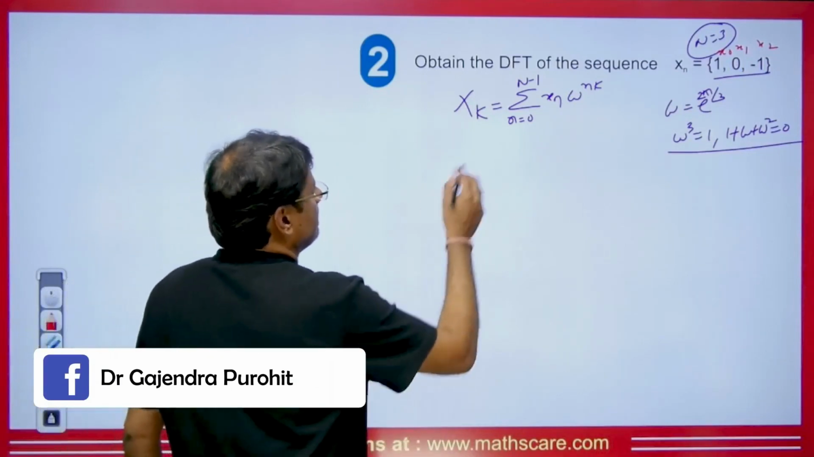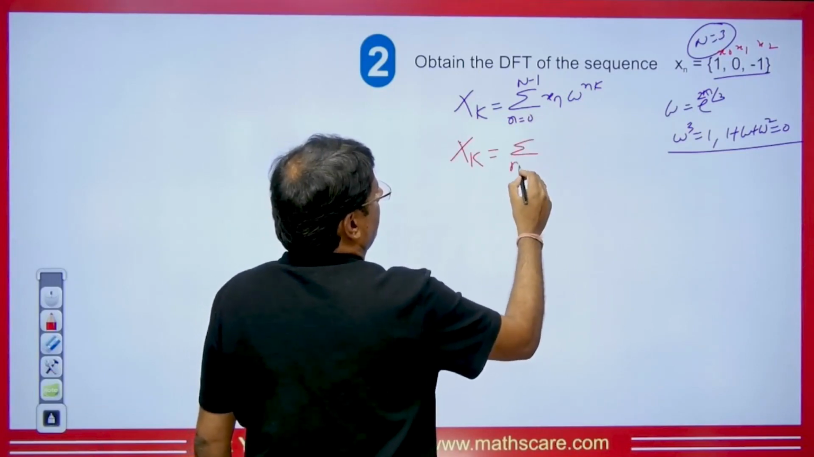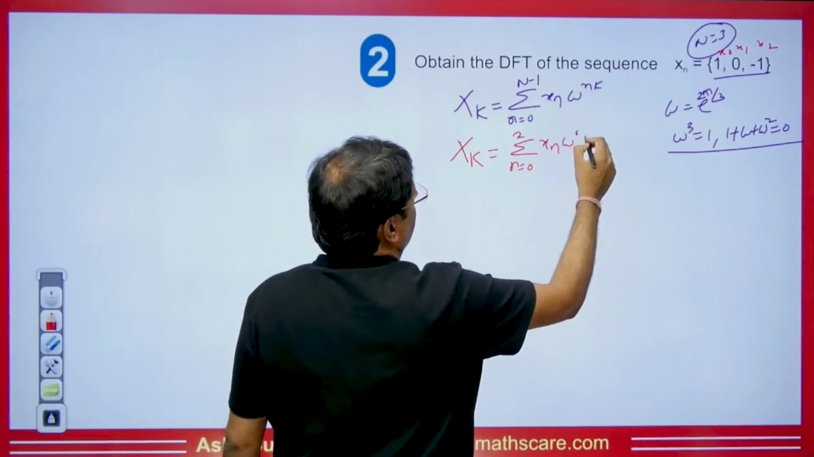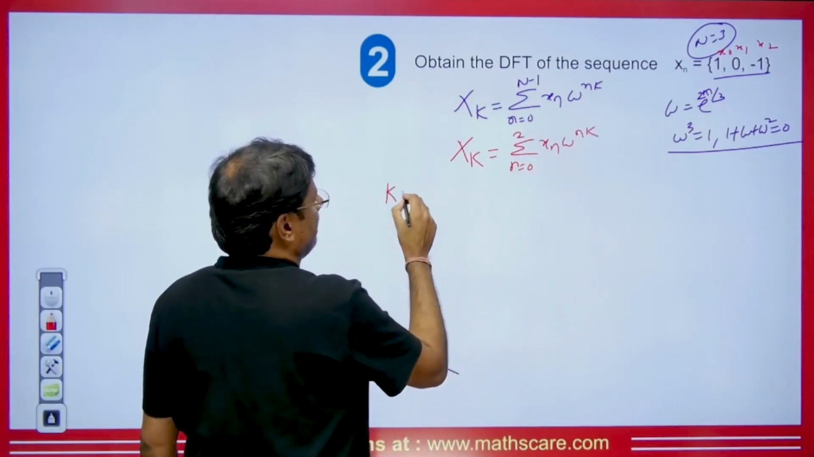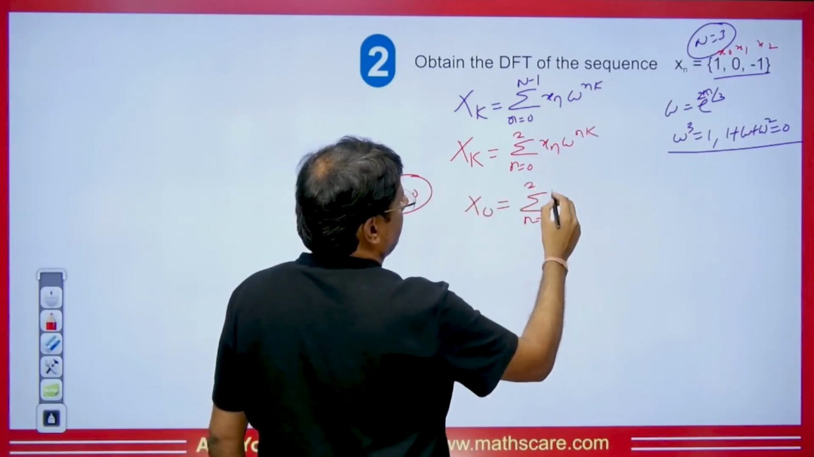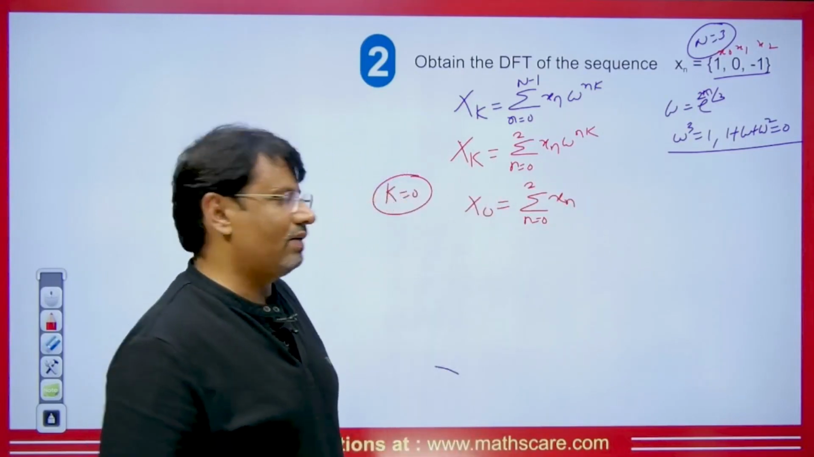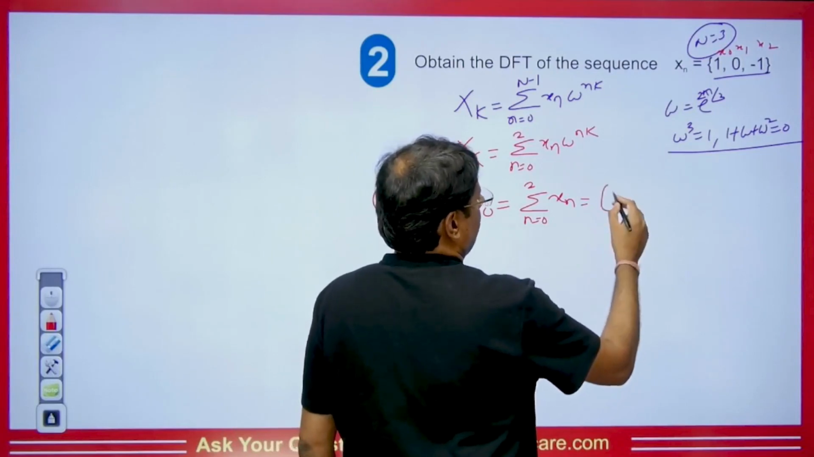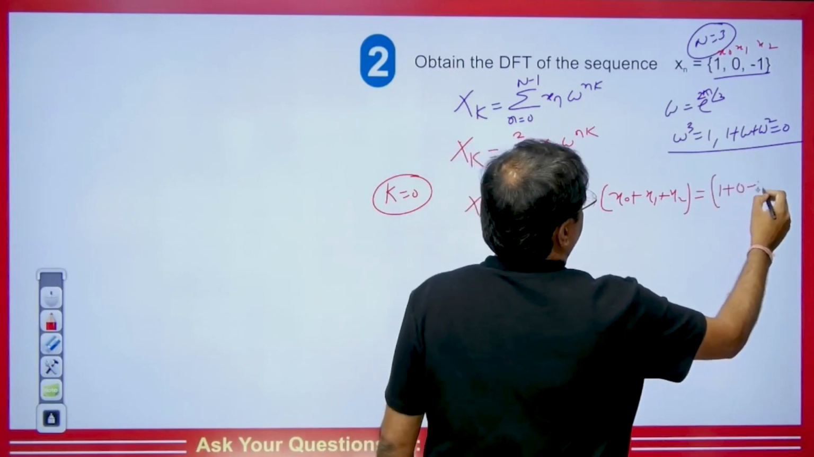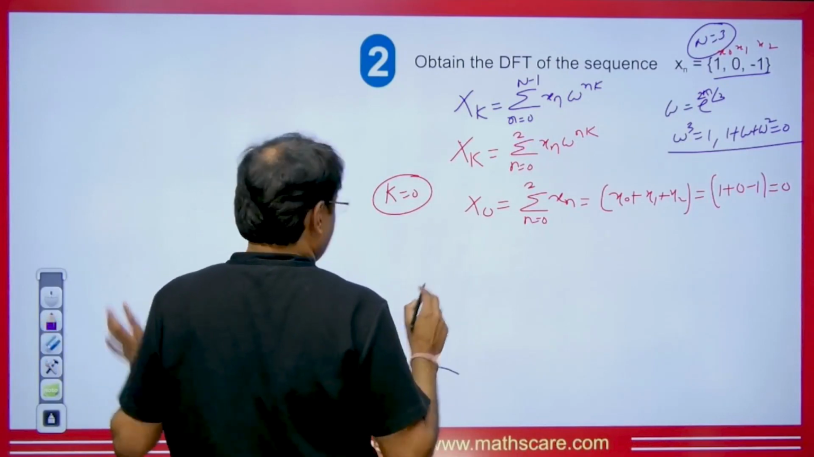Now what will we do? When we solve it, the first thing we will do is put the value of n. Capital Xk is equal to the summation from n equal to 0 to 2, since capital N is 3, and here it will be xn and omega to the power nk. Now wherever it is k, we will put 0, right? So this will be X0 is equal to the summation n is equal to 0 to 2 of xn, with omega to the power 0 being 1. Now expand this. We will get x0, x1 and x2. We will add these 3 terms. We will get 1 plus 0 minus 1. What will be its value here? It will be 0.